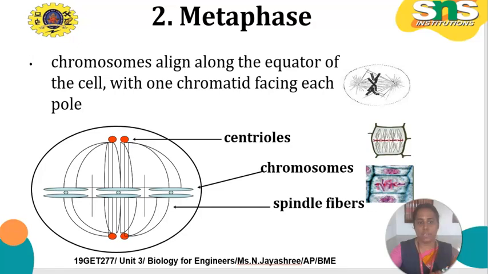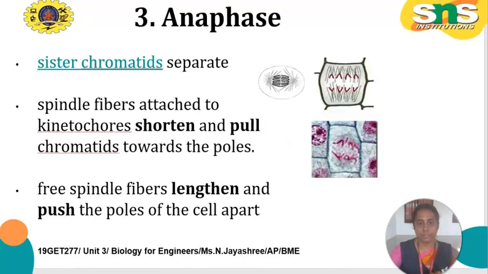And next one is anaphase. In anaphase, sister chromatids separate. At the top and bottom, the spindle fibers pull the chromosomes up and down. This forms the daughter cells in the up direction and down direction. The free spindle fibers lengthen and push the poles of the cell apart.